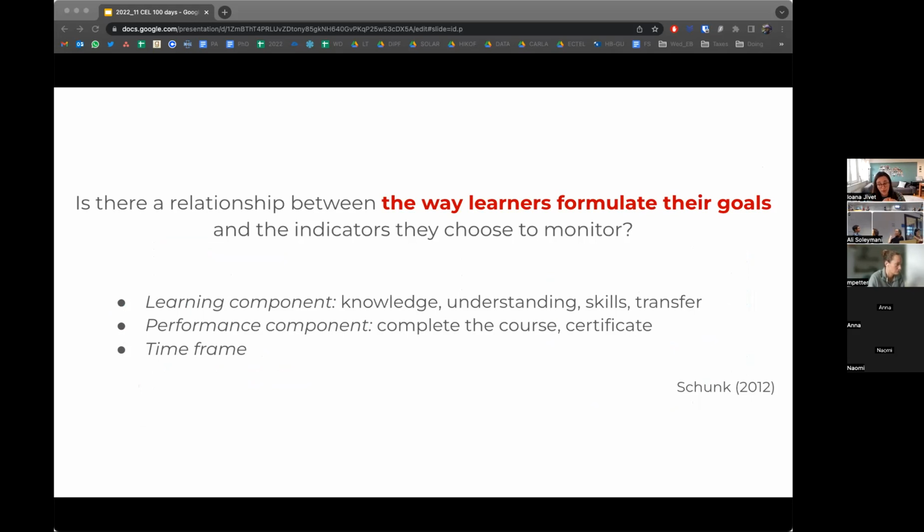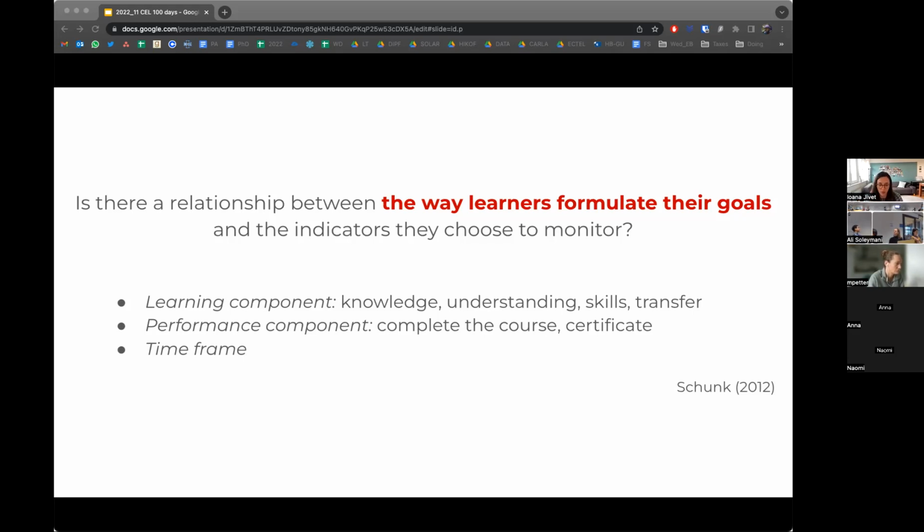Whether they have a learning component inside, meaning that students reference that they would like to gain knowledge from the course, understand concepts in the course, gain skills, or transfer the knowledge that they get in their course to their daily practice or daily life. This was the learning component.